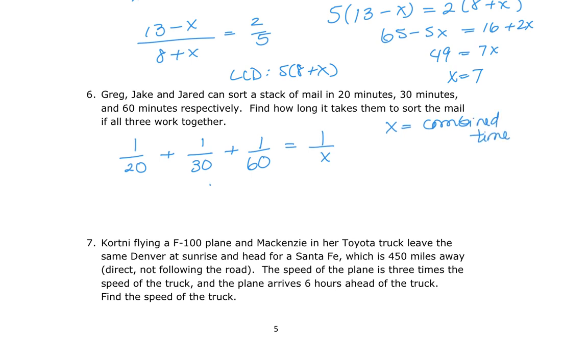And we want to know the combined, so we have 1 over x, where x is the combined time. So my LCD happens to be 60x. Multiplying everything by 60x, I'm going to get 3x plus 2x plus x is equal to 60. So 6x is equal to 60. So working together is only going to take them 10 minutes. That's not too bad.